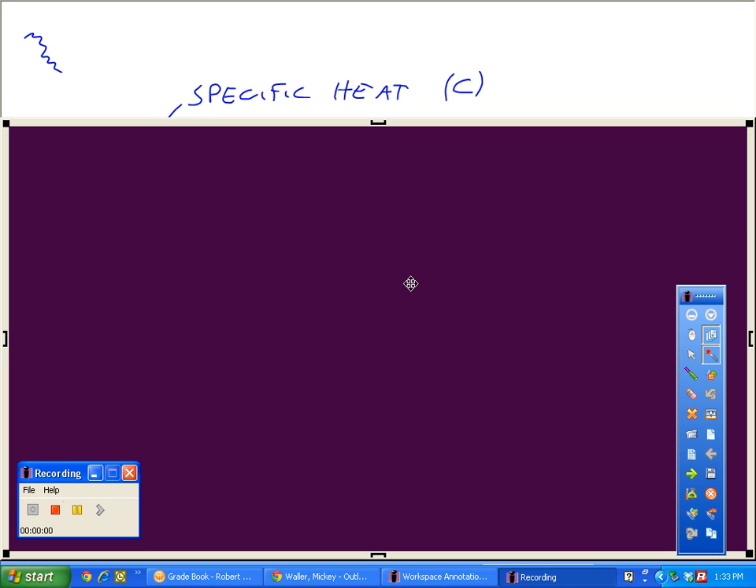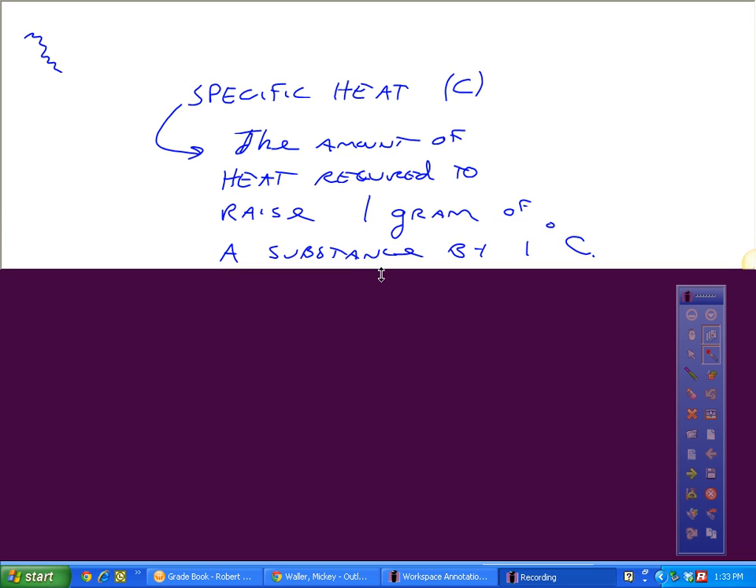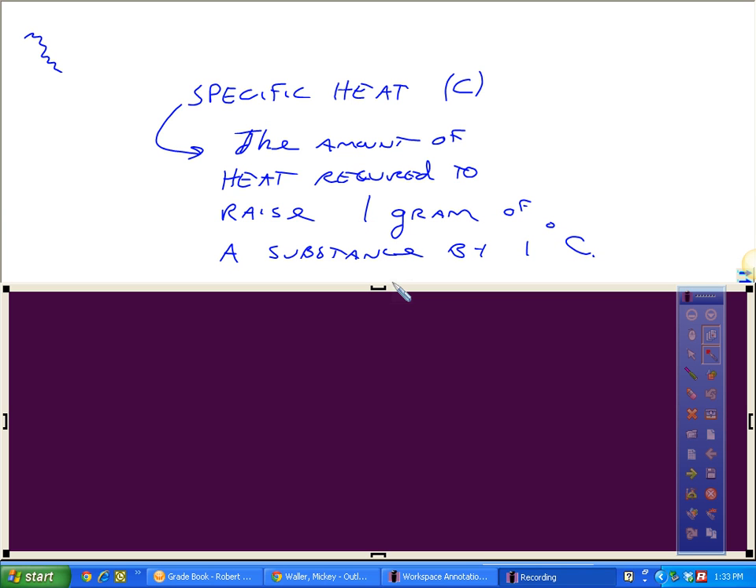So to get started here, we're going to talk about a property of substances that has something to do with heat. And that is called specific heat. So as you see on the board, specific heat, a scientific definition, is the amount of heat required to raise 1 gram of a substance by 1 degree Celsius.